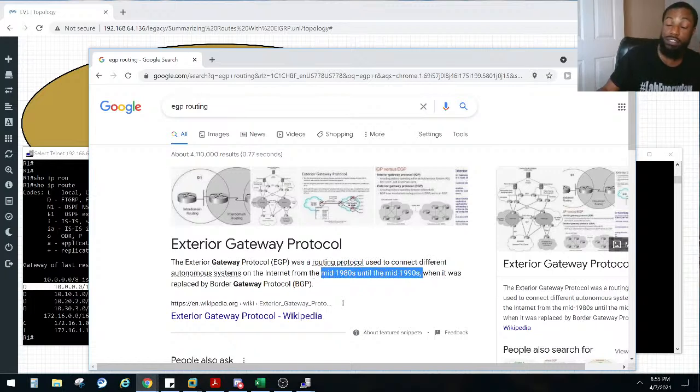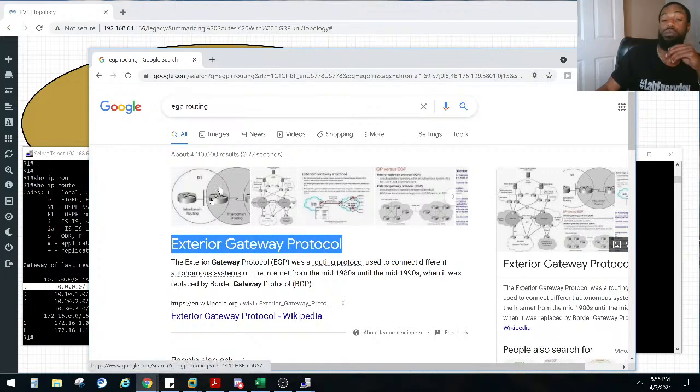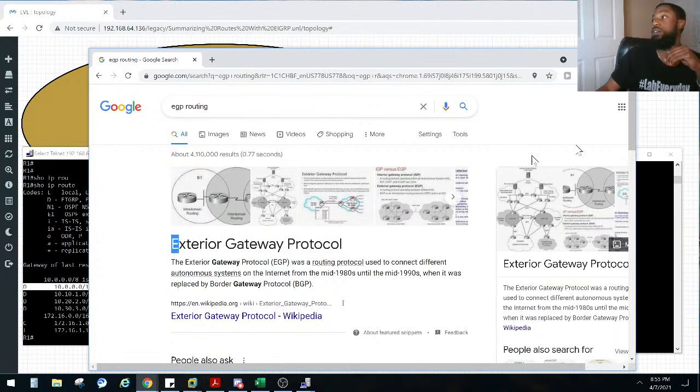Well, guess what? EIGRP and OSPF surpassed it, and this thing was super slow. I think it still used hop counts and stuff like that. It got antiquated, and then they stopped using it. So that's why you don't even hear about Exterior Gateway Protocol, and it took the E, and that's why they use that in the legend.